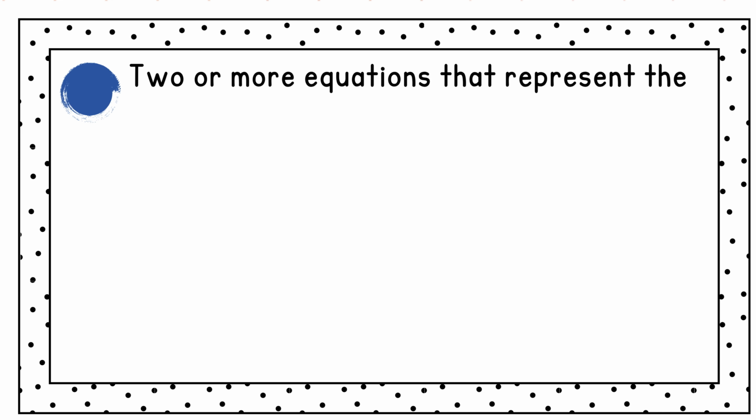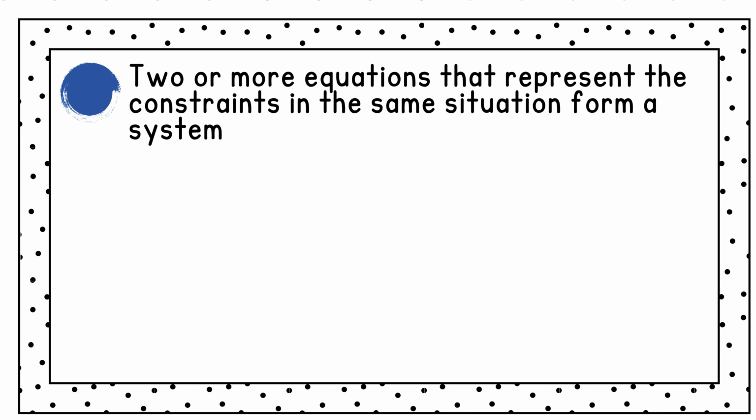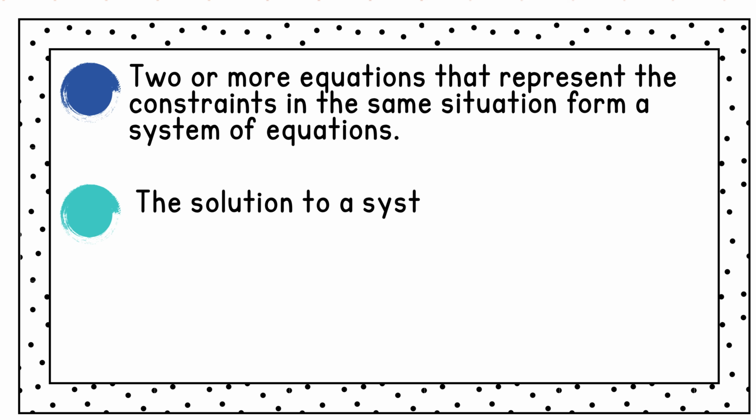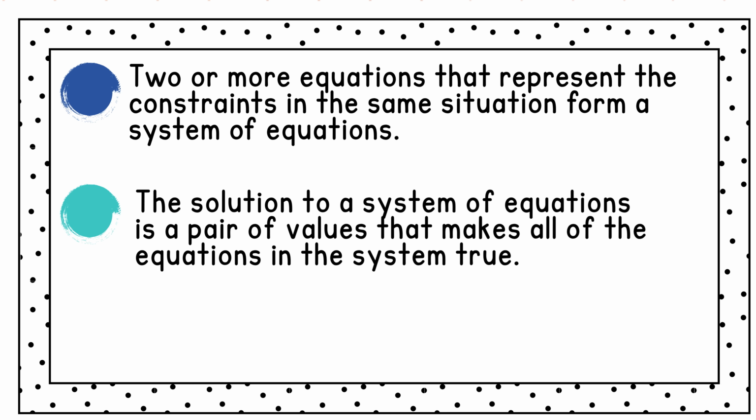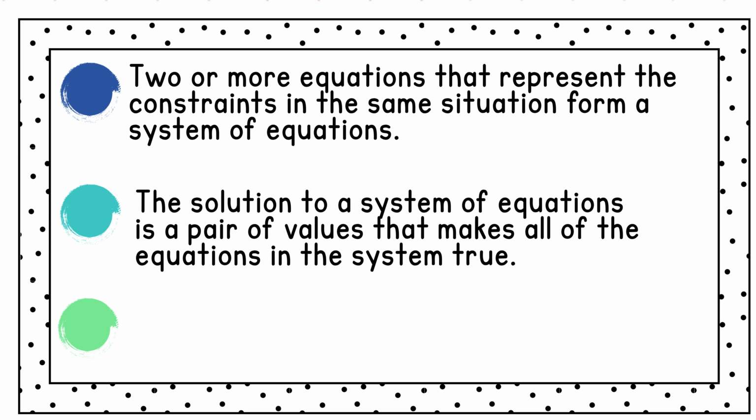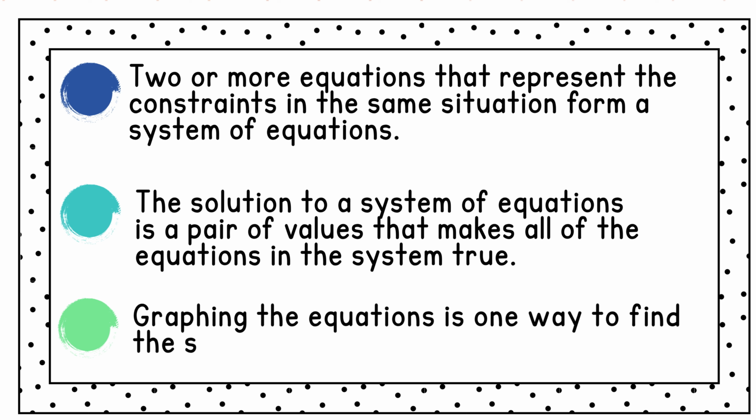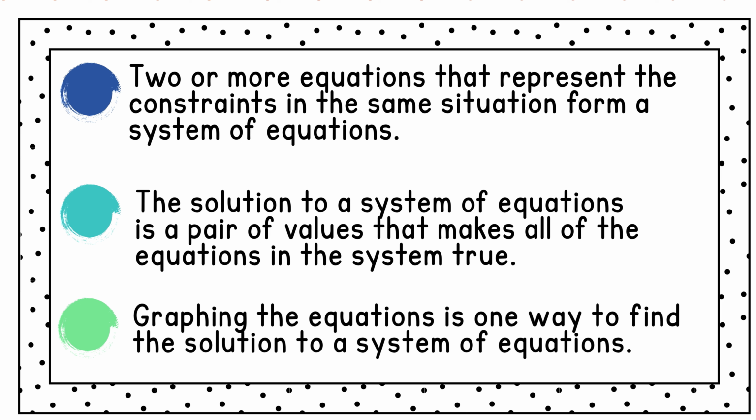2 or more equations that represent the constraints in the same situation forms a system of equations. The solution to a system of equations is a pair of values that makes all of the equations in the system true. Graphing the equations is one way to find the solution to a system of equations.